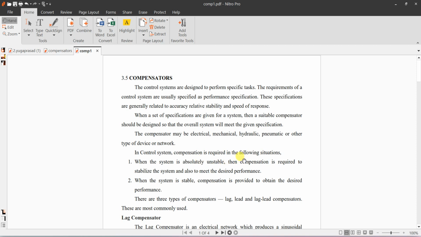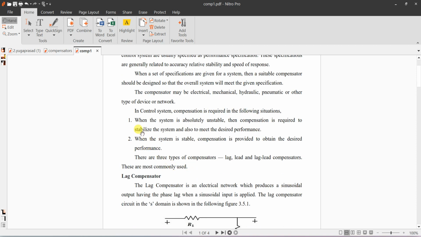In control systems, compensation is required in the following situations. First, when the system is unstable, compensation is required to stabilize the system and meet the desired performance. Second, when the system is stable, compensation is provided to obtain the desired performance. So we need a compensation network for these two purposes.